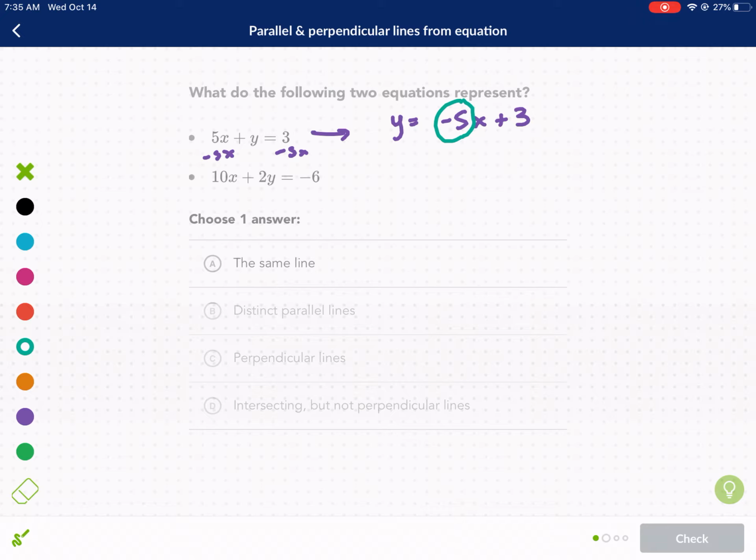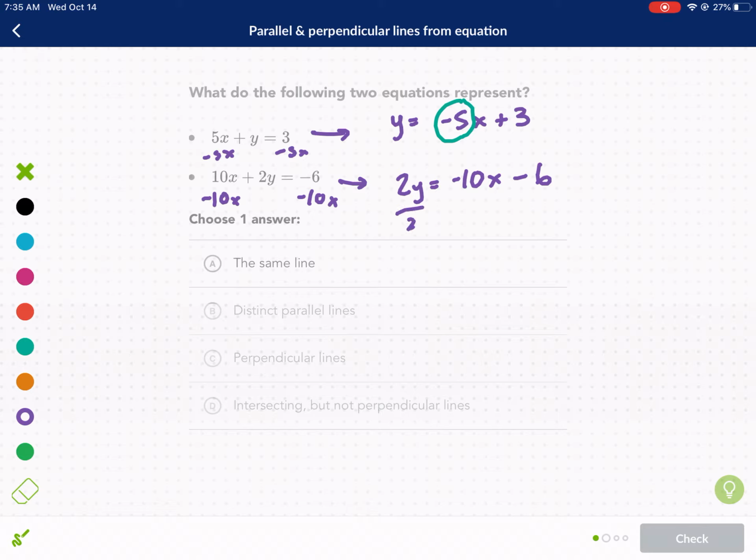Now, the bottom one, again, not too bad, but again, we have to solve, so we're going to subtract 10x from both sides. Try to get the y by itself, so we have 2y equals negative 10x. See, I put the negative 10x first. You can do the negative 6 first. It doesn't really matter. It's commutative. You can just switch it around, as long as you keep the signs in front of the terms the same, or how they should be.